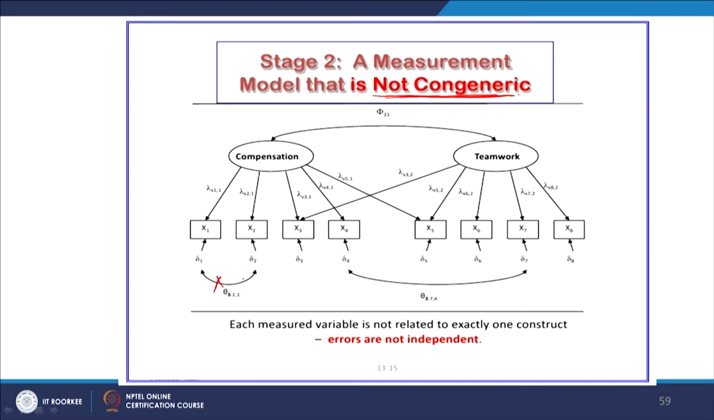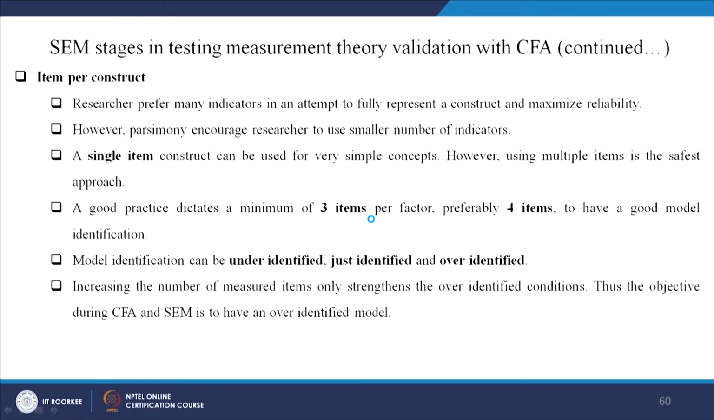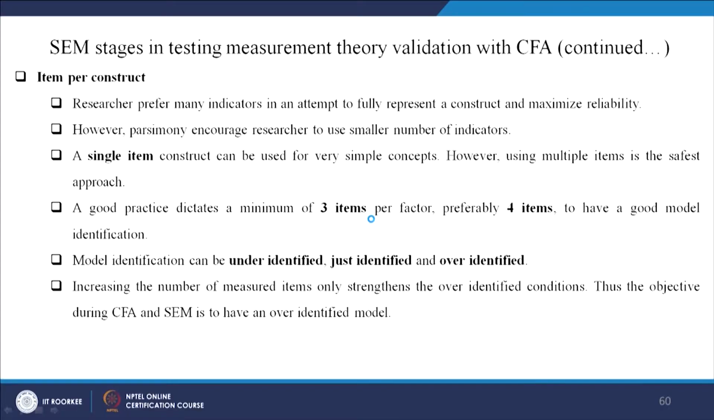Had this not been there, and this not been there, then we could have said it is a congeneric model, okay. Items per construct. Now many times students ask me, sir, how many items should be used? Researchers prefer many indicators in an attempt to fully represent a construct and maximize the reliability.